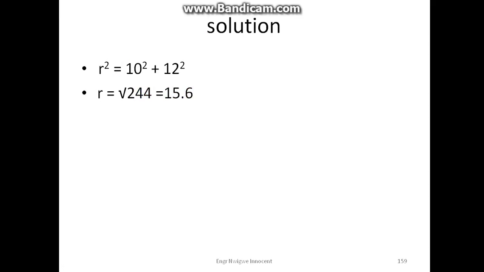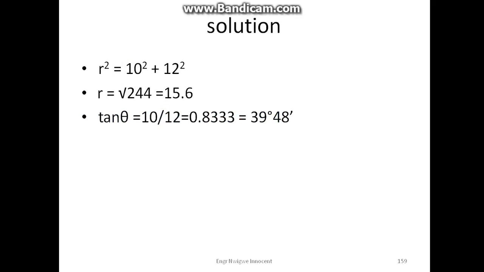Solution. According to the law of Pythagoras, the square of the hypotenuse is equal to the sum of the squares of the other two sides. The hypotenuse is now R squared, which is equal to 10 Newton squared plus 12 Newton squared. Adding both will give 244. Then taking the square root, it will become the square root of 244, which will give us 15.6.